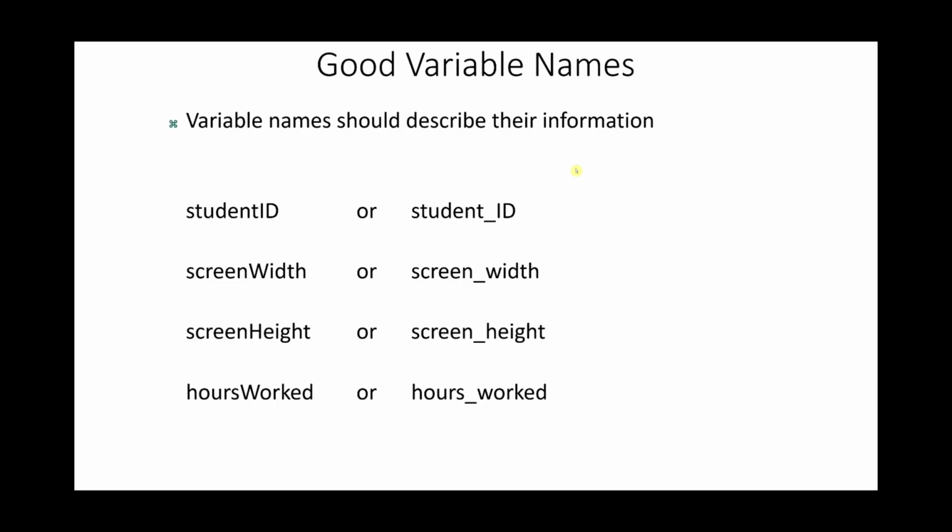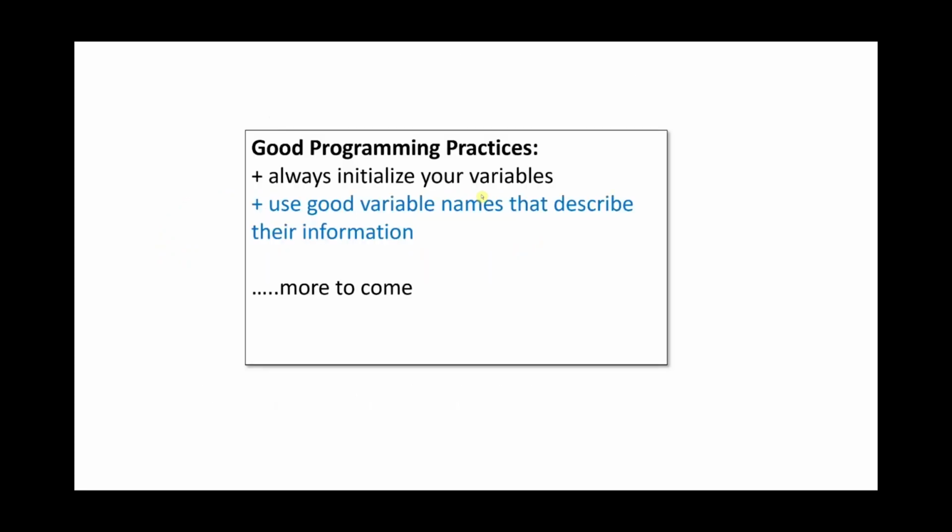Okay. Variable names should describe their information. For example, if I have a student ID, a good variable name is studentID attached together, and whenever I start a new word, I capitalize the first letter. Or if it's an abbreviation like ID, I capitalize all the letters of the abbreviation. Or I can separate them with an underscore. You cannot separate them with a space. So student space ID is not going to work. You can never have a space in a variable name.